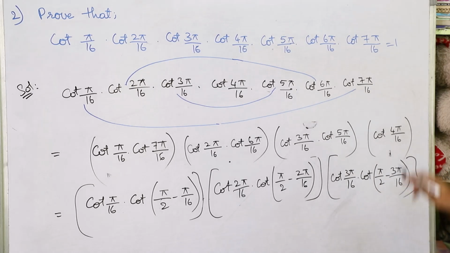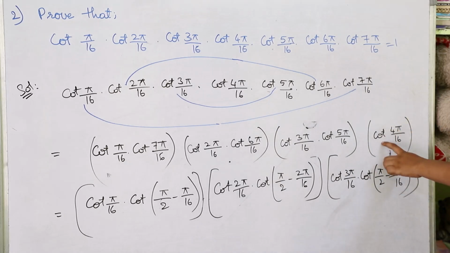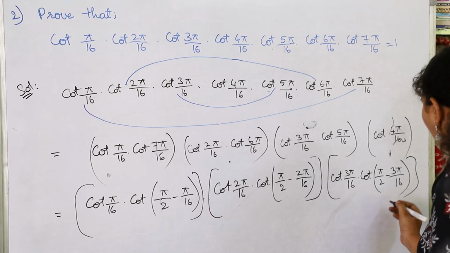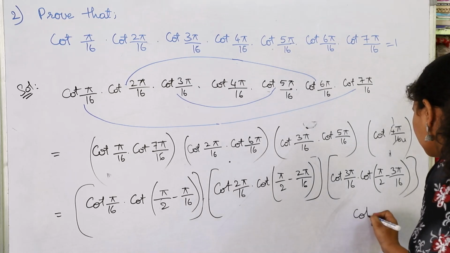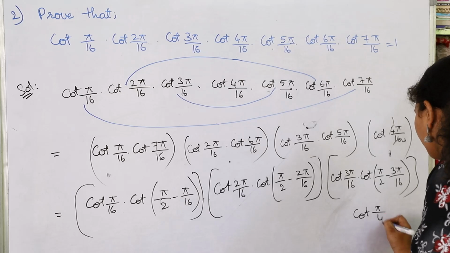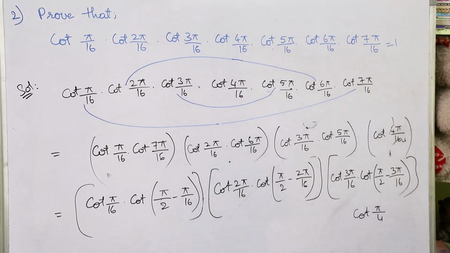I am going to write the next value over here. You have 4 pi by 16, so just write cot 4 pi by 16. Just look over here, guys. Cot 4 pi by 16, where 4 ones are 4, 4 fours are 16, right? So I got cot pi by 4. So I am going to write this as cot pi by 4. Clear till here?